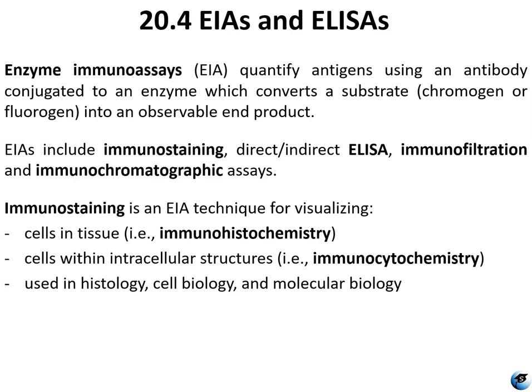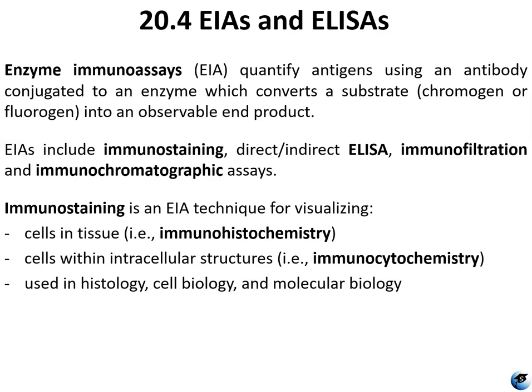So your enzyme, if you remember from microbiology or general biology, enzymes convert a substrate to a product, and they're not consumed or changed in that reaction. So your enzyme immunoassays are using an enzyme to convert a substrate, which is usually a chromogen or a fluorescent, into a product that you can see. So chromogens impart color to molecules, and fluorescents impart color that glows under UV light.